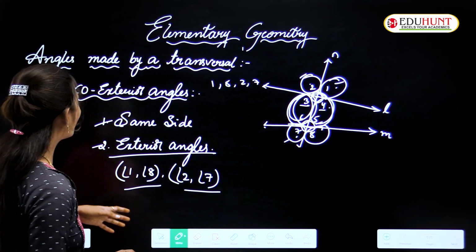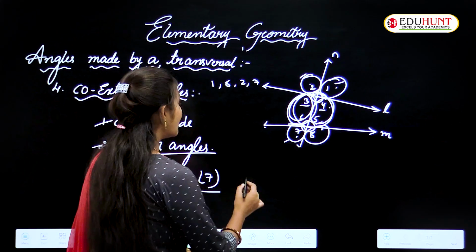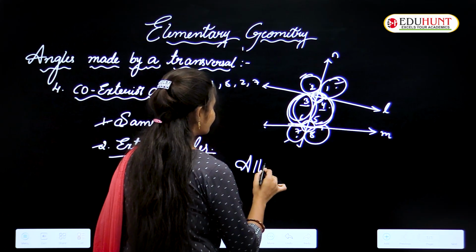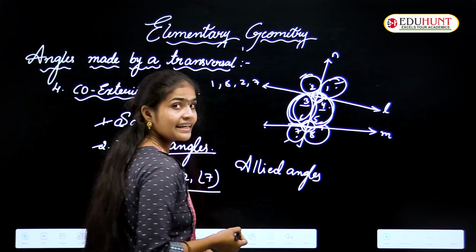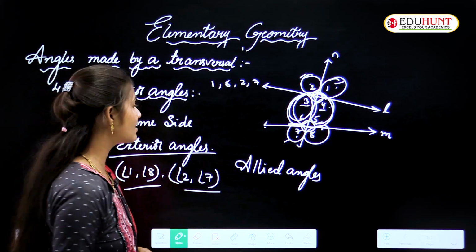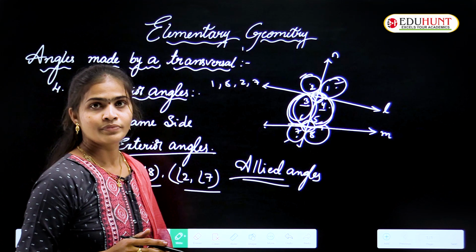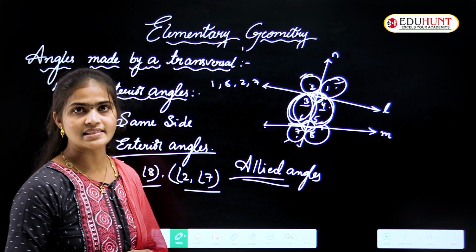We will call co-interior and co-exterior angles allied angles. Those 4 pairs are also known as allied angles. Is it clear? So this is about co-interior angles and co-exterior angles.